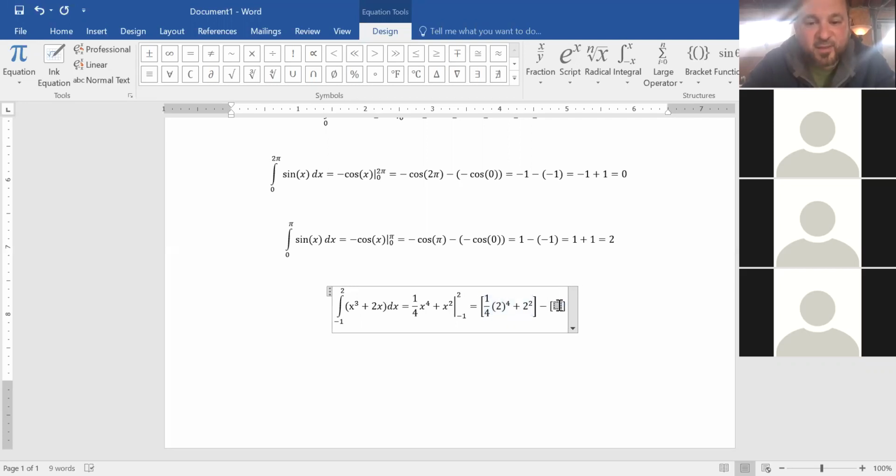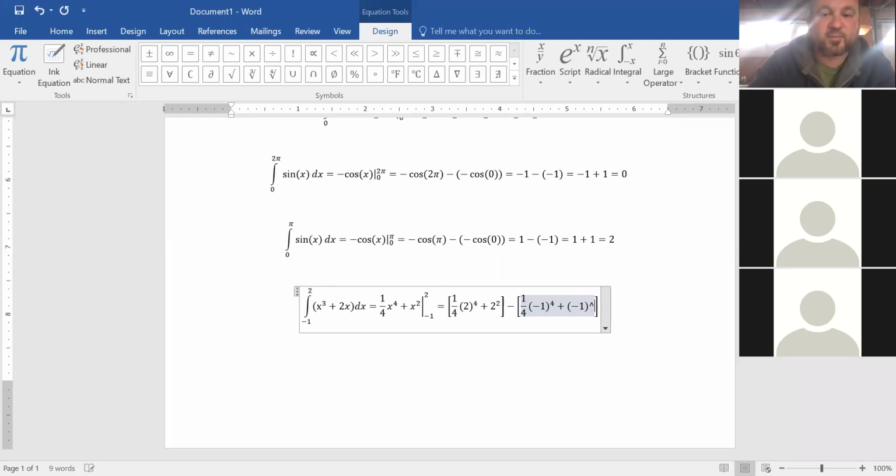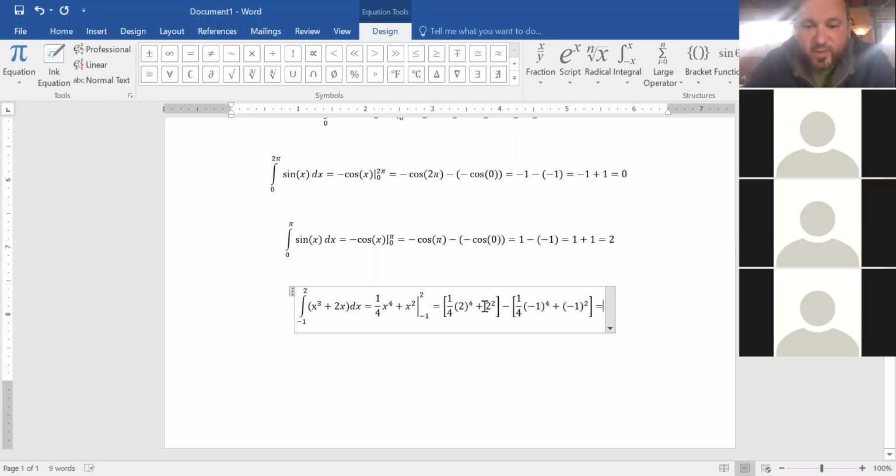And then minus, now I got to do the -1. So 1/4, -1 to the fourth, plus -1 squared. All right. Make my life a lot easier using all these parentheses. So on this side here, we get 2, 4, 8, 16. Divided by 4 is 4. Plus another 4 is 8.